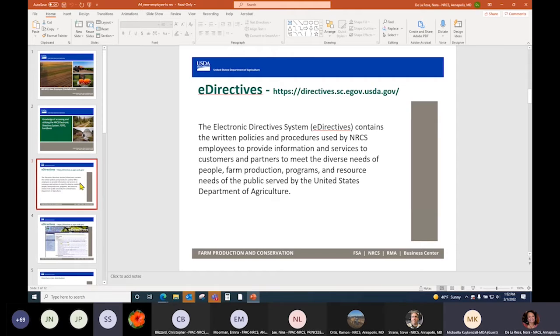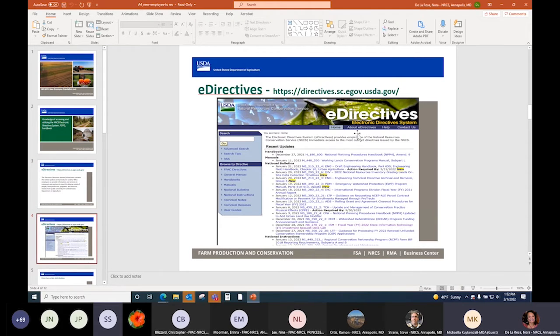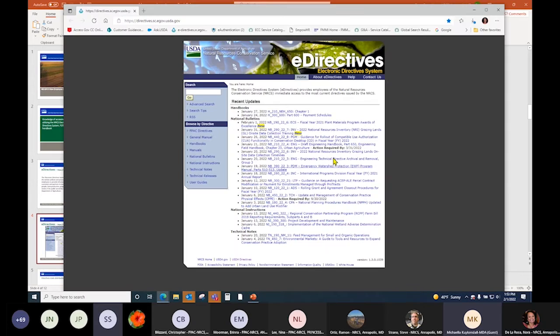So e-directives. The e-directives contain the written policies and procedures used by NRCS employees to provide information and services to customers and partners to meet the diverse needs of people, farm production programs, and resource needs of the public served by the United States Department of Agriculture. So we're going to go to the next slide, which is what you will see if you click on the link of the e-directives, and I'm going to go live to that site. There we go. So this is the live site of the e-directives.